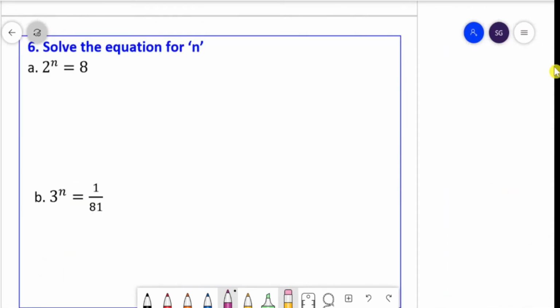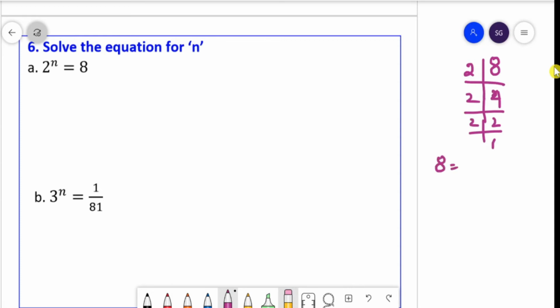Before we move on to solving question number 6, let's just revisit the prime factorization. So if I have any non-prime number, I will first find its prime factors. This is 2 times 4, 8, and then 2 times 2 is 4, and then 2 times 1 is 2.